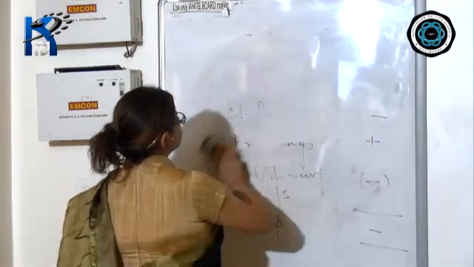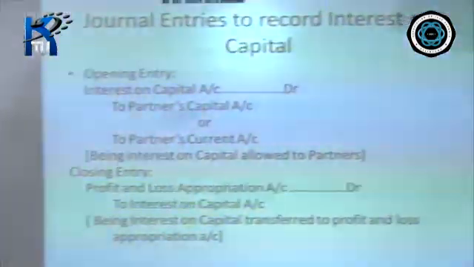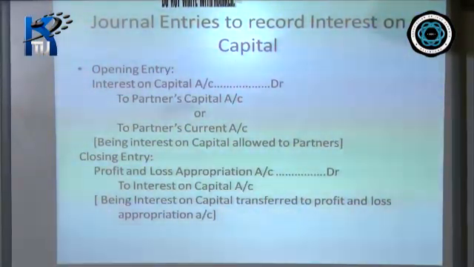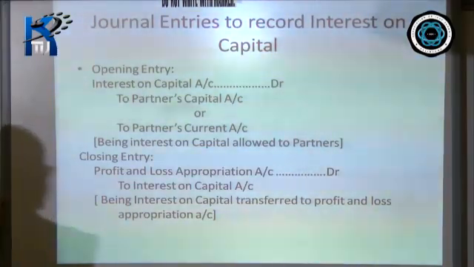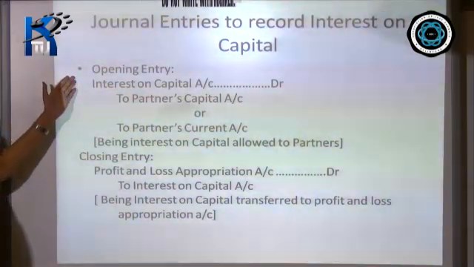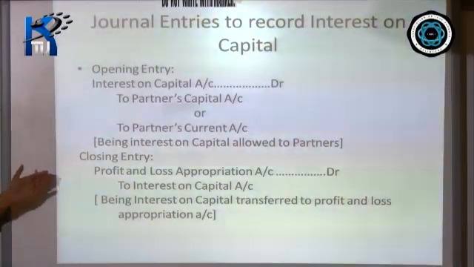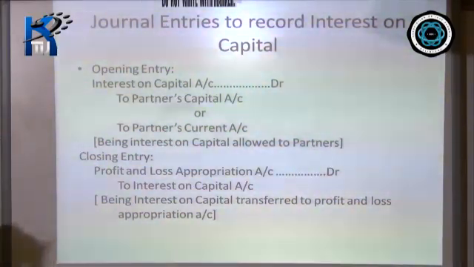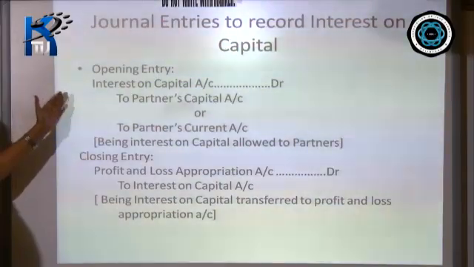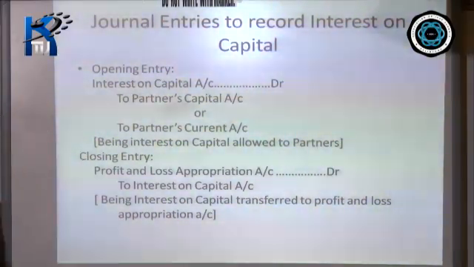Now, there are certain journal entries. In fact, the first chapter has many journal entries, and the focus of the board exams is that they basically ask journal entries these days. So how do we go about the entries? There are two cases, the opening entry and the closing entry. Now, these entries are there for all the aspects, whether it be interest on capital, salary, commission, or interest on drawings. So, the opening entry for interest on capital will be interest on capital account debit to partner's capital account.